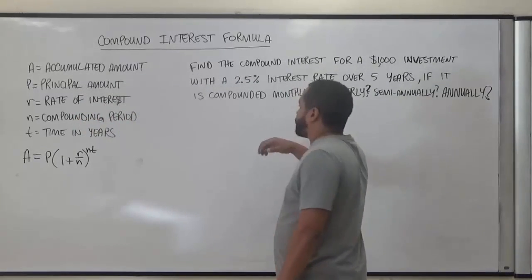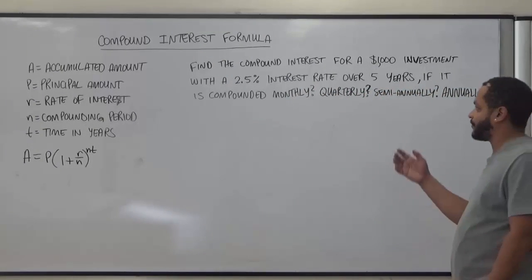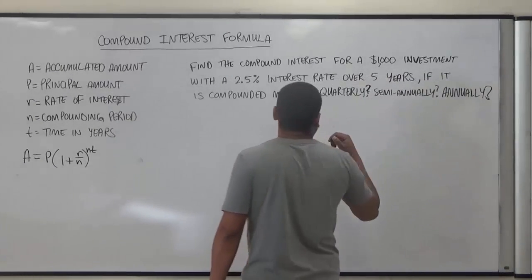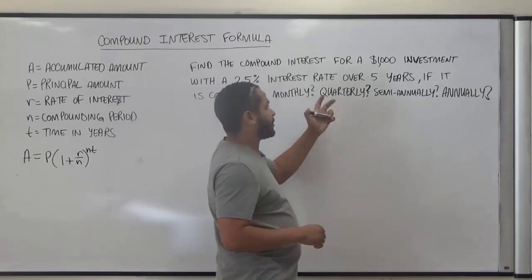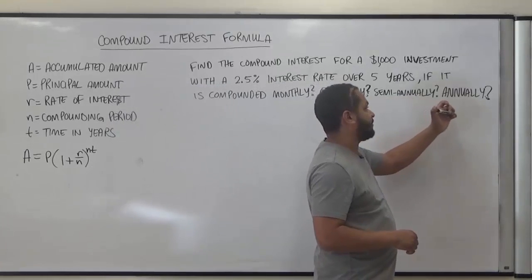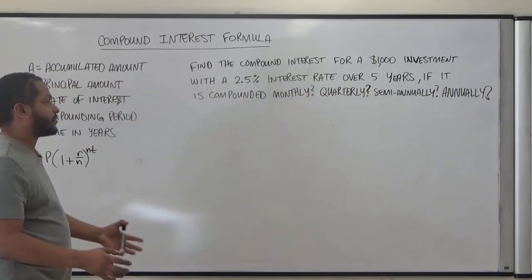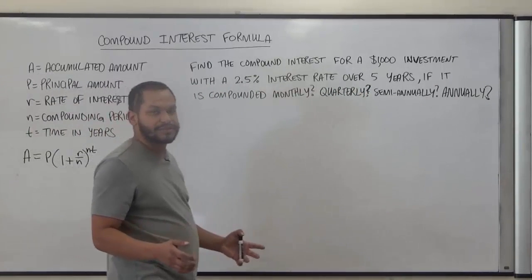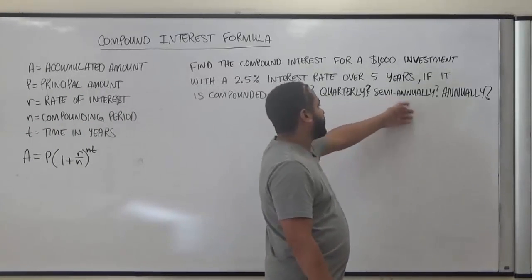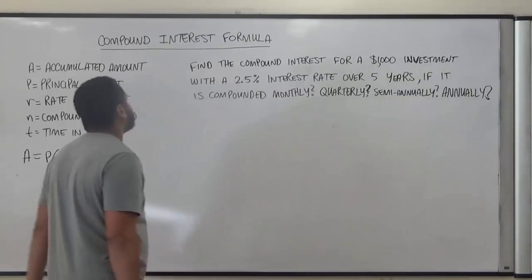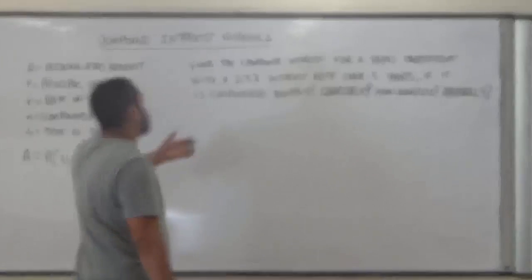And so here we have a question, and the question says, find the compound interest for a $1,000 investment with a 2.5% interest rate over 5 years if it is compounded first monthly, secondly quarterly, thirdly semi-annually, and fourth annually. We're going to do each of these to see which one produces the greatest amount of compound interest. And so we'll be able to determine the wisest investment type to make if we were offered these 4 offers.